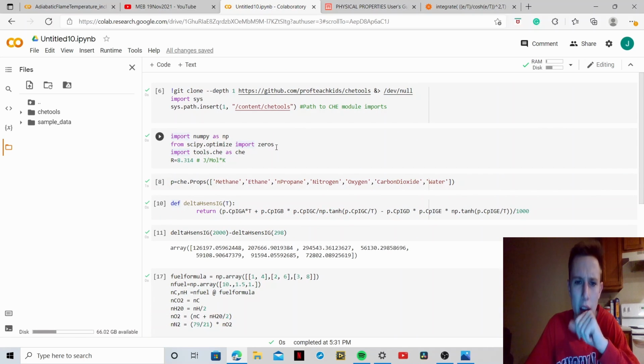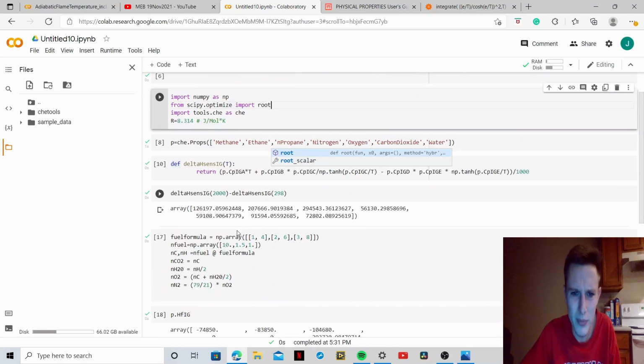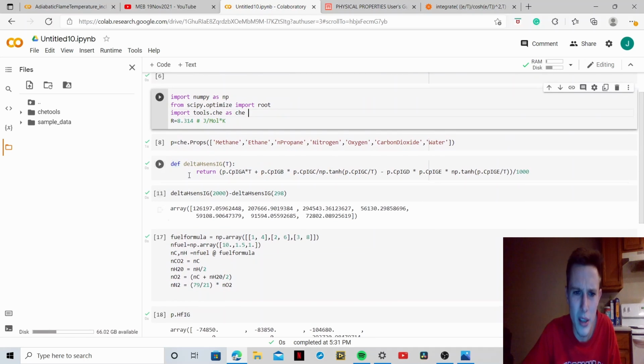Actually, before I forget, I noticed there's a problem here. This would be root, not zeros. I noticed that a little bit ago.